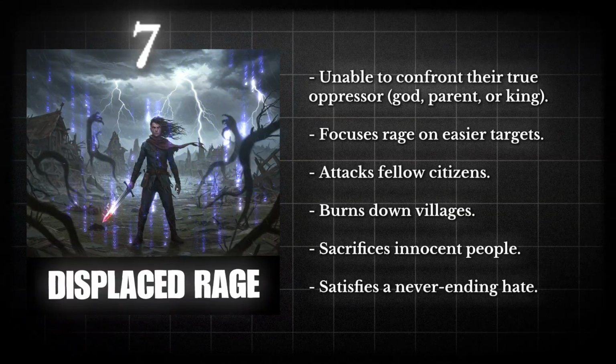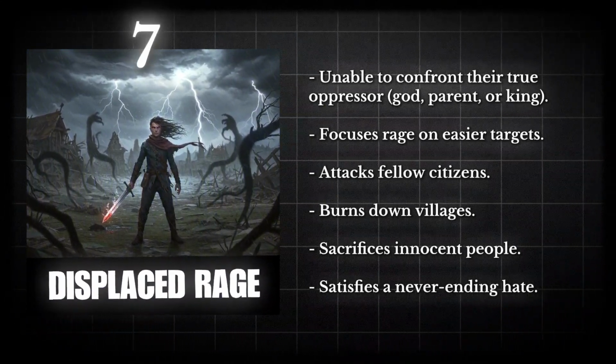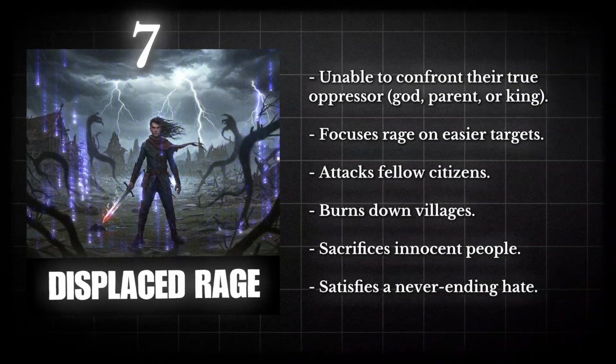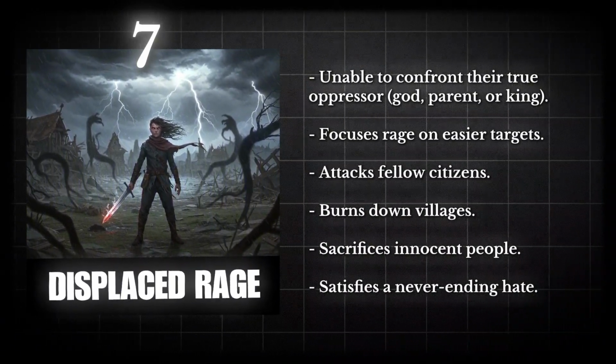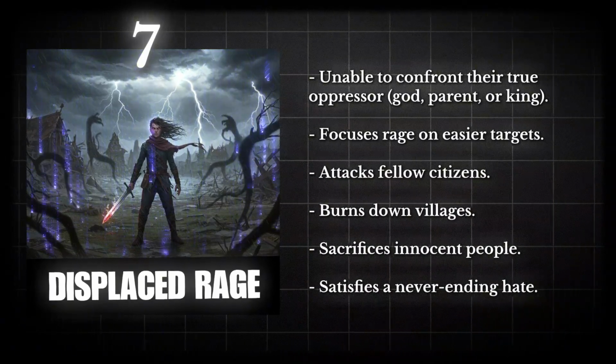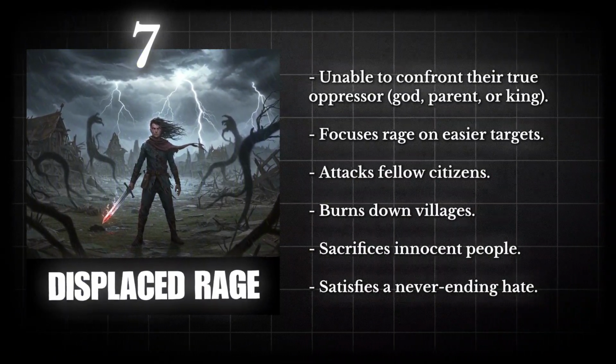7. Displaced rage. Unable to confront their true oppressor, which could be a god, a parent, or a king, the villain focuses their rage on easier targets. They attack fellow citizens, burn down villages, and sacrifice innocent people to satisfy a hate that will never die.